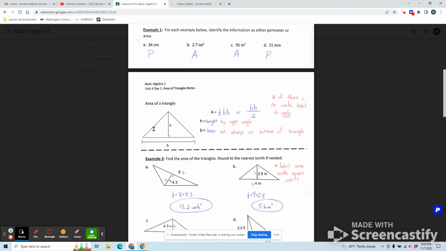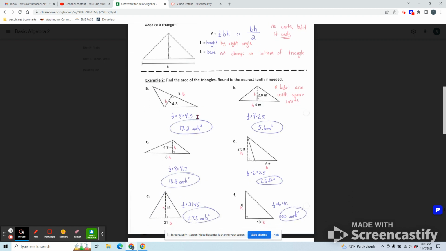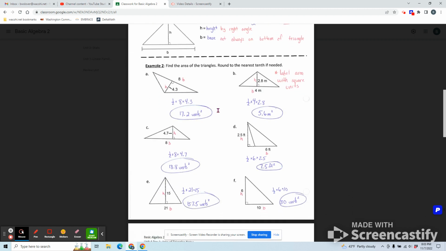Okay, so just keep that in mind as we go through this. So example 2 says find the area of the triangles and round to the nearest tenth. All 6 of these are very straightforward. There's nothing complicated about them. You're just doing base times height divided by 2, or like I've done in all of these, a half times base times height.